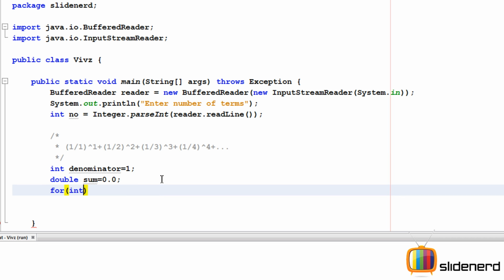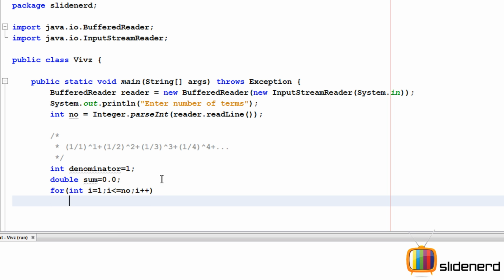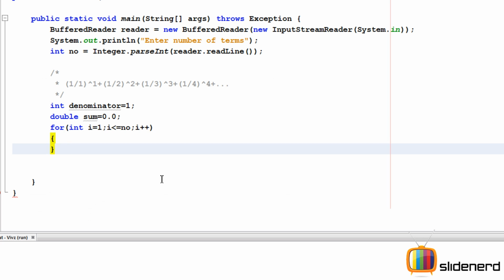So for int I equals 1, I less than or equal to number of terms, I plus plus. Now what I'm going to do is calculate the current term. If you remember the current term, I can say something like this. Current term equals 1 by I, right? Remember, this is going to be pure integer because 1 is an integer, I is an integer. So the entire right hand side is going to be integer division. We need to typecast this directly. So I'm going to say double over here.